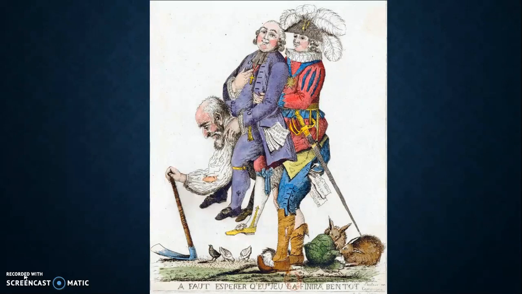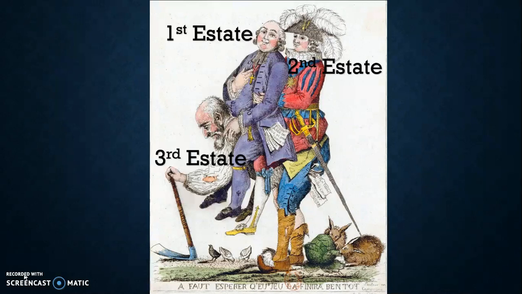This political cartoon shows how unpopular the estate system was in France. The guy in purple represents the church. You notice he has a cross around his neck. And this guy on the right represents the second estate, the nobility. And this man at the bottom represents the third estate, the poor, the peasants, the farmers. And the political cartoon is telling us that the third estate of France has the burden of supporting the first and second estate.